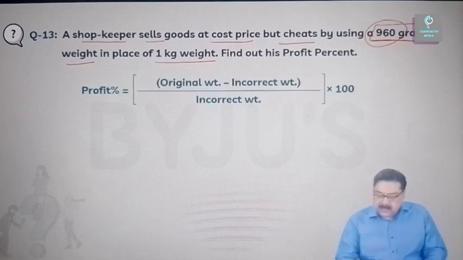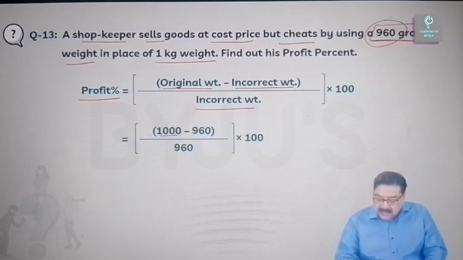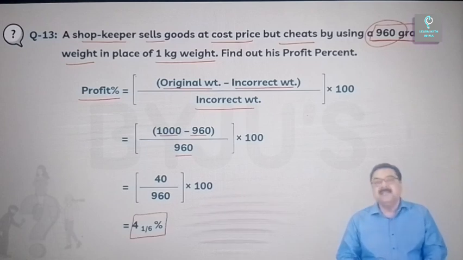So simply what you can do is (original weight minus incorrect weight) by incorrect weight into 100, which shall give you the profit percent. You can employ this particular formula, which in this case is (1000 minus 960) by 960 into 100. Works out to be 40 by 960 into 100, which is 4 1/6%.